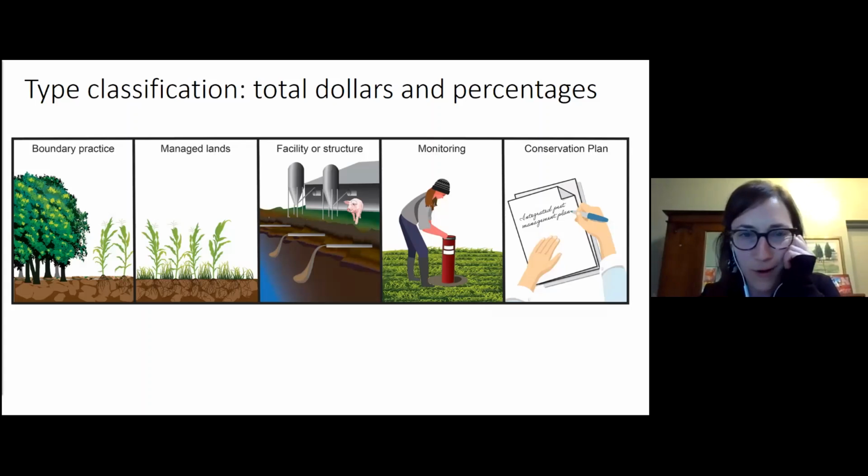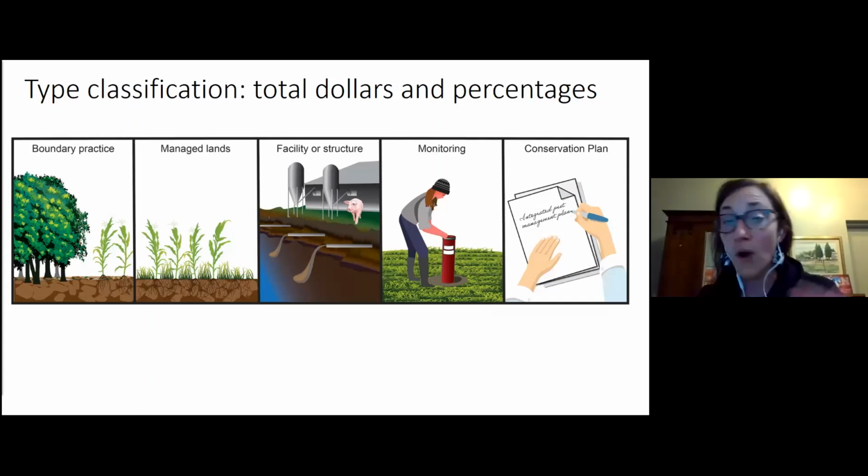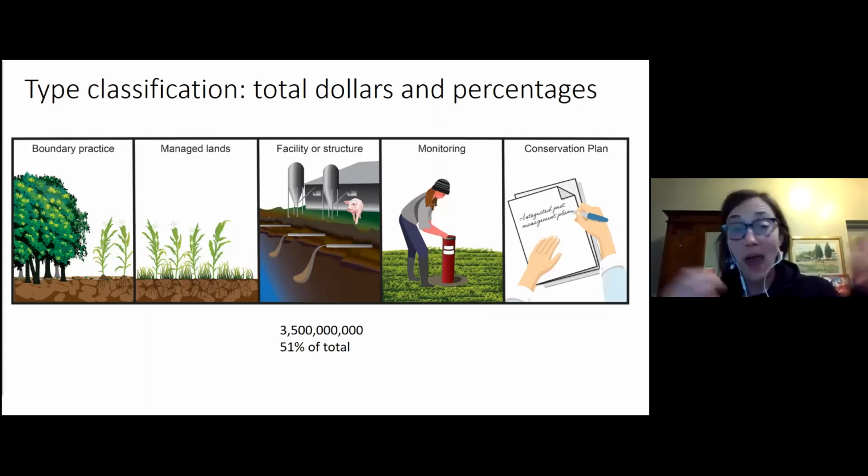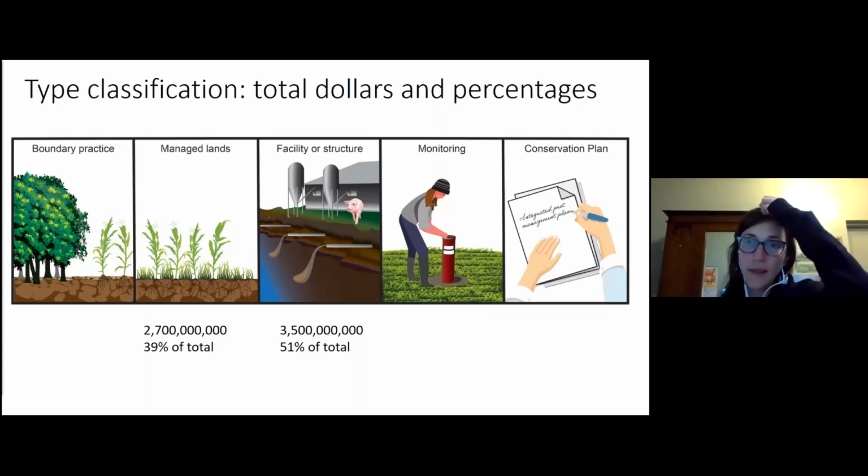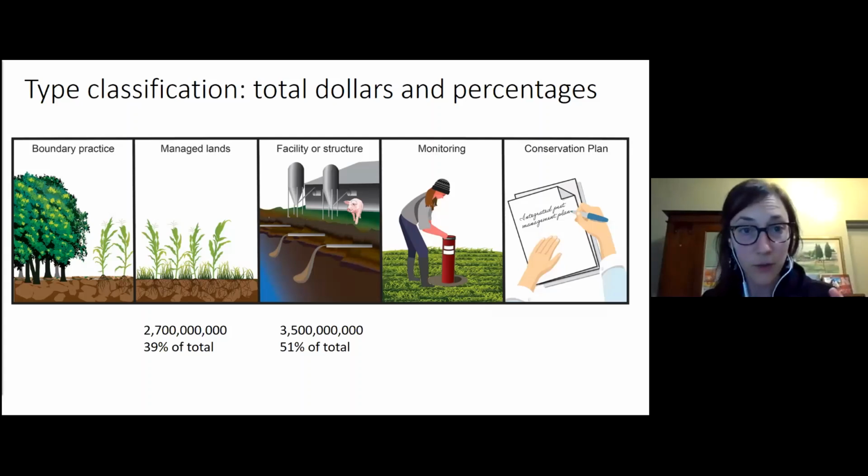So I want to show you now kind of the punchline with the dollars and where things are, what we found things were going to predominantly in the last 10 years in the EQIP program, right? So the actual largest bin, just in terms of type, is facilities or structures. This is about $3.5 billion or 51% of the total funds that we analyzed. And then the next biggest bin was the managed land, which was the one that we were the most interested in for this analysis. It's about 39% of the total.